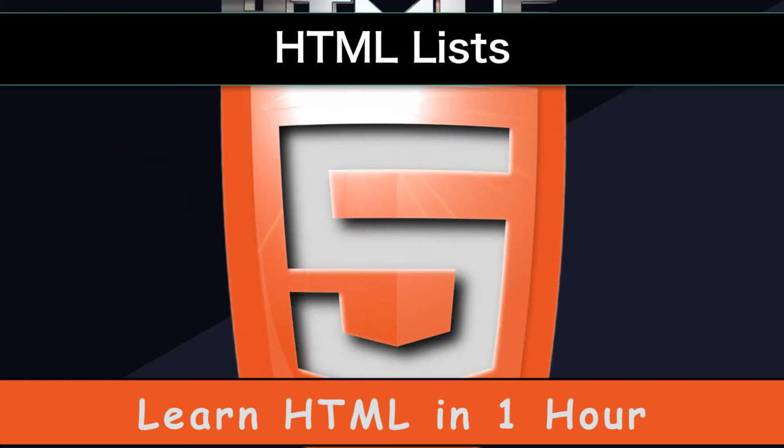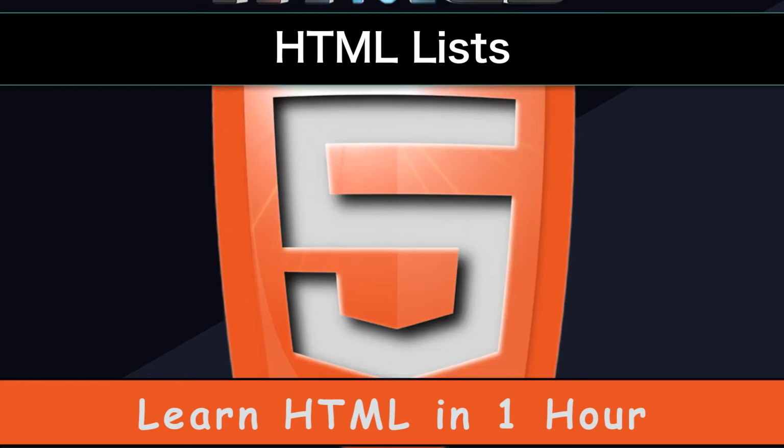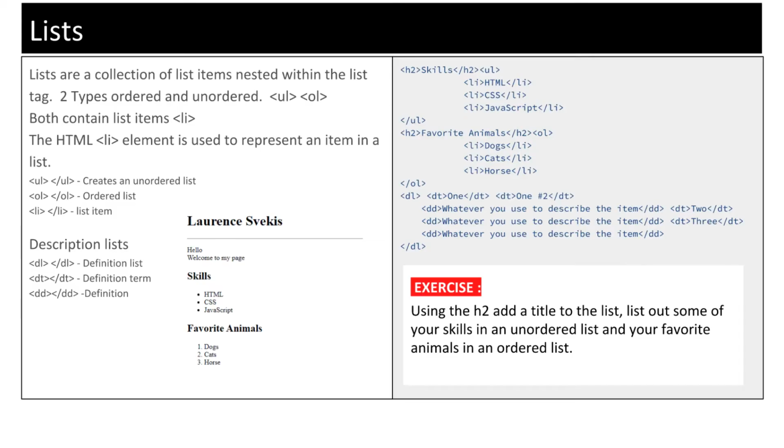Hey, in this lesson, we're going to be looking at lists, and lists allow us to group similar content together. We've got two different types of typical lists, the unordered list and the ordered list. The difference is that the unordered list will just have bullet points, just like we see under skills here, and the ordered list will have numbers 1, 2, 3, and we see that under the favorite animals.